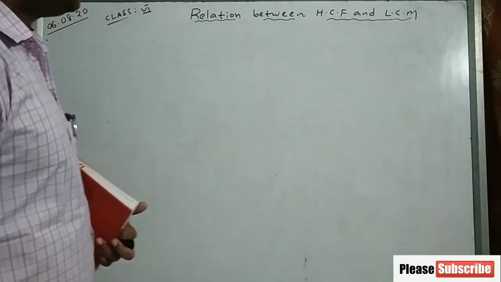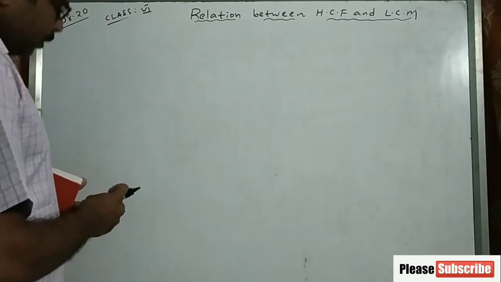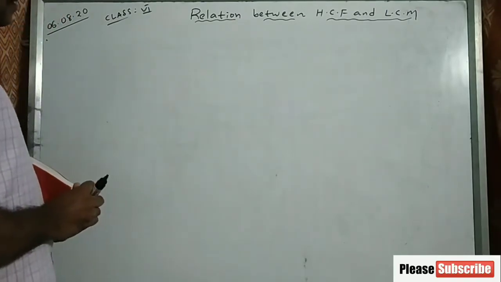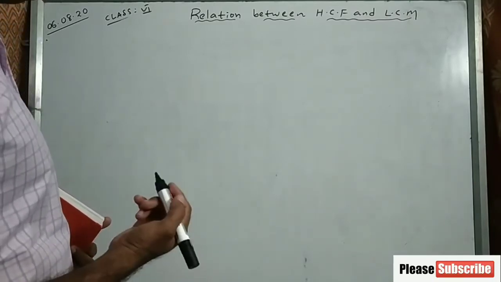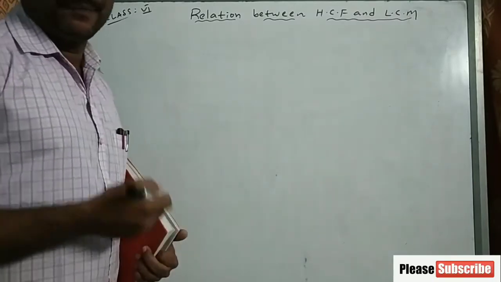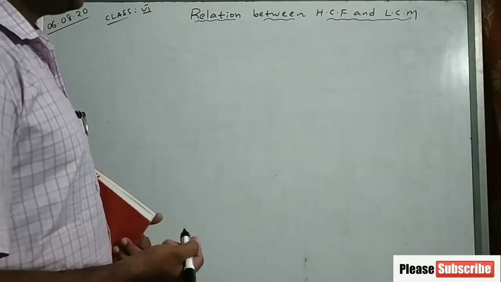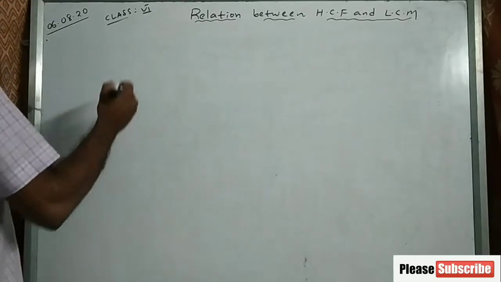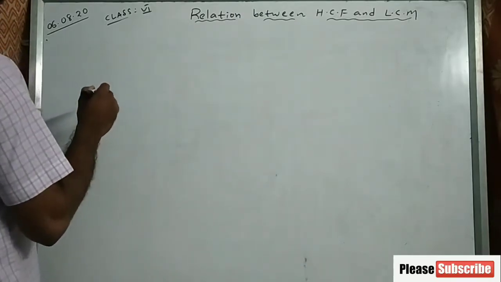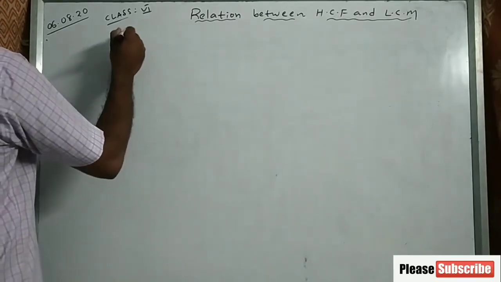Relation between HCF and LCM. Already we have seen methods of finding HCF, highest common factor or GCD, greatest common divisor, and LCM, least common multiple. So today we will see the relation between HCF and LCM.